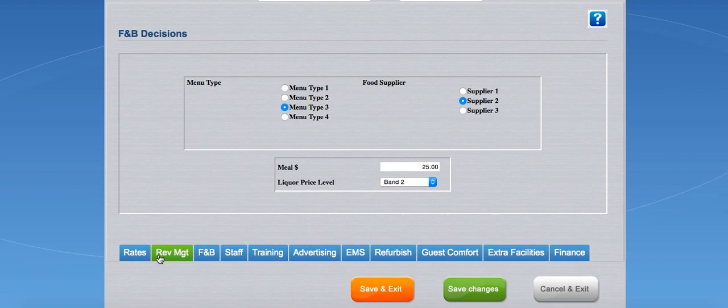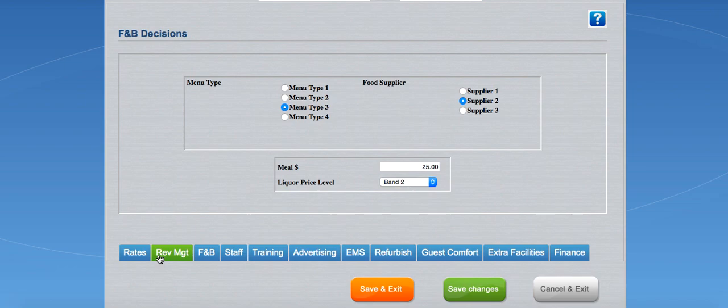Moving to food and beverage, now this is a good opportunity to introduce you to the level system that we have within the simulation. You'll see here we've got menu type 1 through menu type 4 and supplier 1 through 3. Within the program, we use the level system because we want you to be making decisions based on a strategy level. So that strategic thinking is the most important thing.